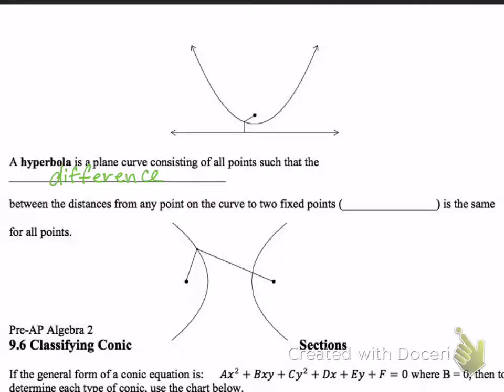Between the distances from any point to two fixed points, called the foci, it's the same for all points. So like we talked about in the ellipse, if I were to find the differences between those two, it would be the same if I found the differences between here, or here, or here, or here. It would all be the same.